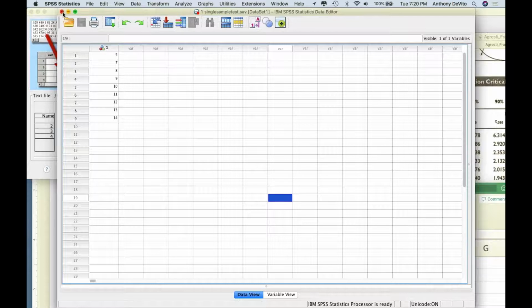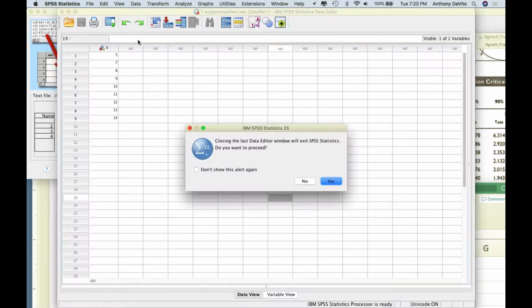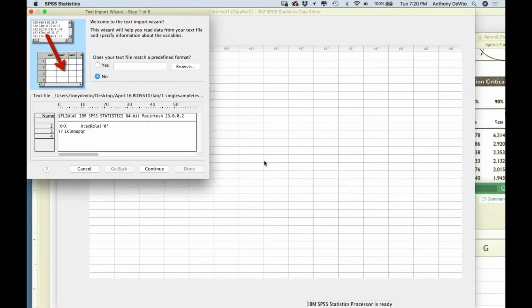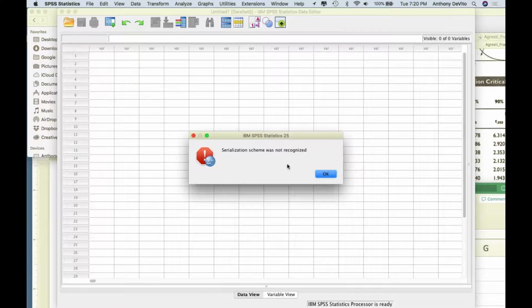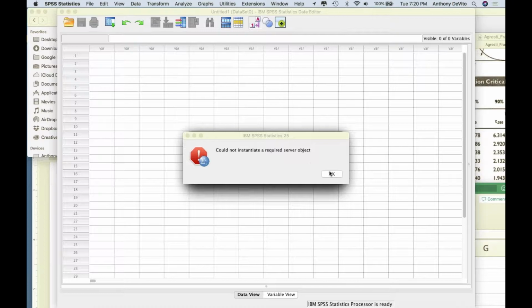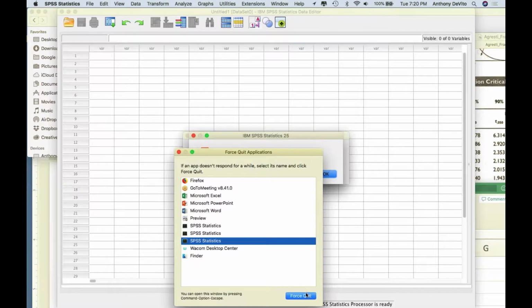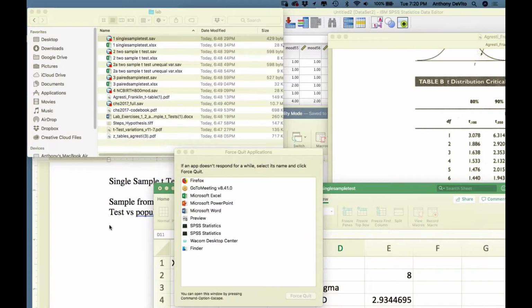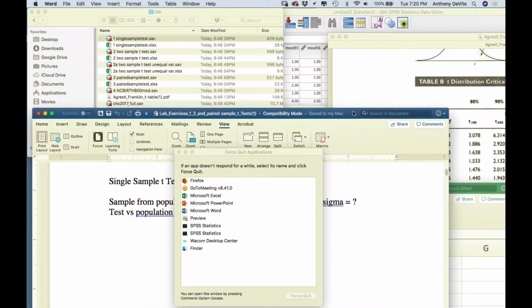Okay, I'm going to get rid of this. Well, no, I don't want to exit. Okay, just get it out of the way. I don't know why that's asking me that. I don't know what that means. Go away. Something crashed there. I'm forcing it to quit. Okay. Let's go back to that exercise.